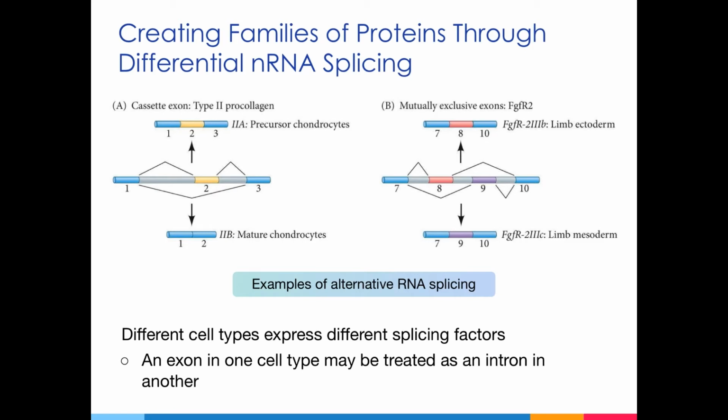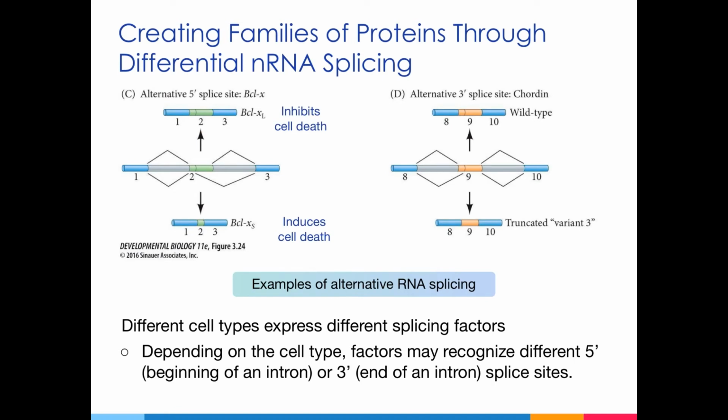In some cases, like this one, for example, the splicing isoforms have a very similar function. So type 2 procollagen is a structural protein present in the extracellular matrix, and both of these isoforms are types of collagen. In other cases, the functions of the isoforms are completely different. For example, the isoforms of the protein BCLX have opposing roles. BCLXL, which is the larger isoform, inhibits cell death, and BCLXS, which is the smaller isoform, induces cell death.